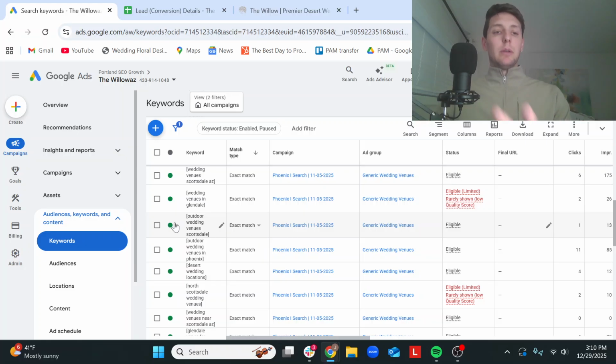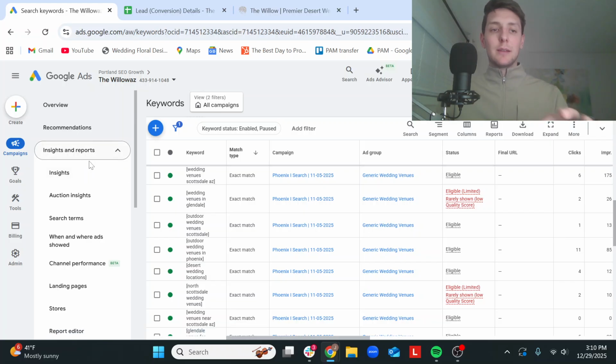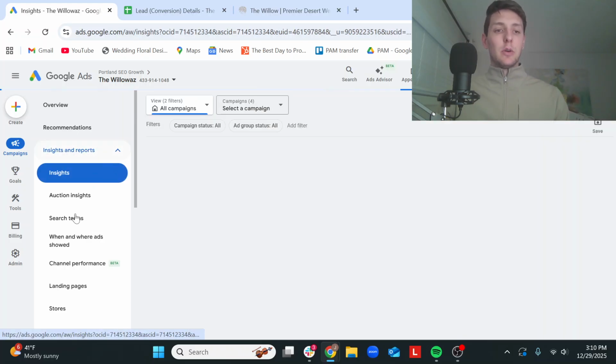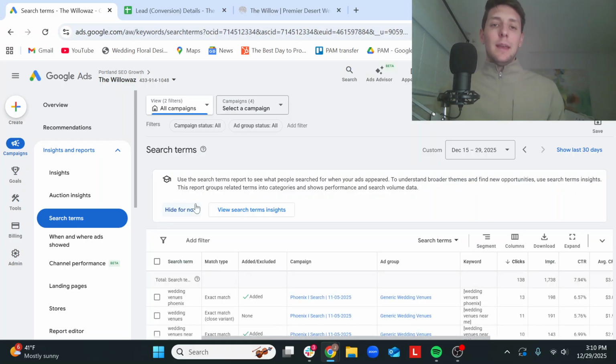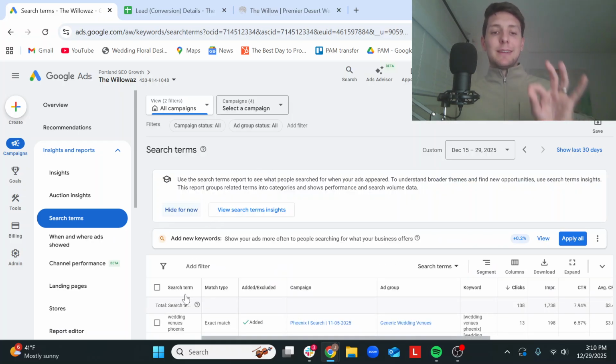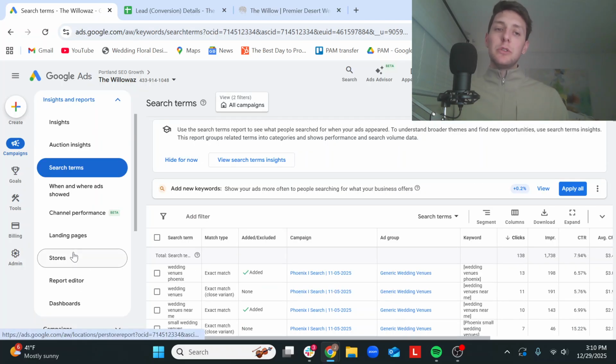But what's really important for you is if you're running a Google Ads campaign or if someone's running one for you, go to the insights and reports and then go to search terms. This is where you really should start if you're trying to audit your own Google Ads account, if someone's running the campaign for you. A search term is exactly what someone is searching for when they click on your ad. So you can put whatever keywords you want in there.